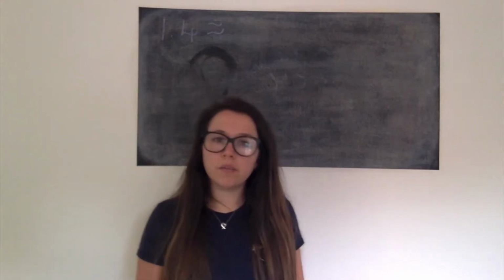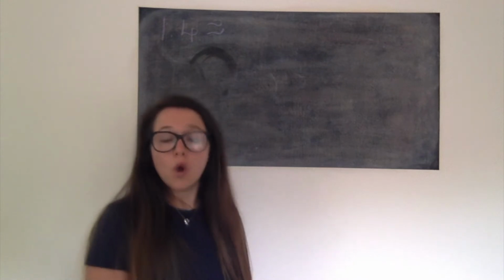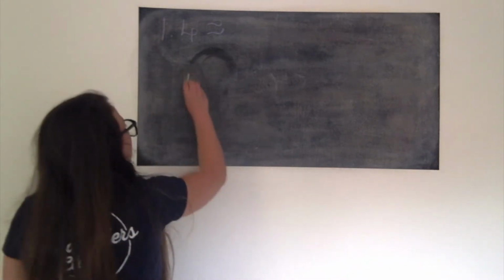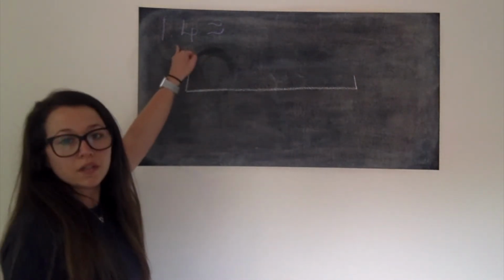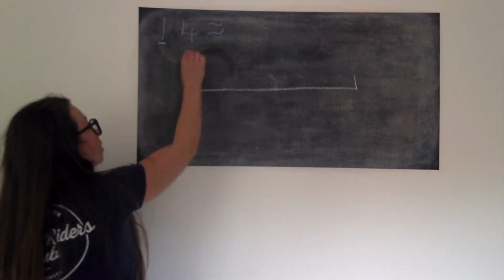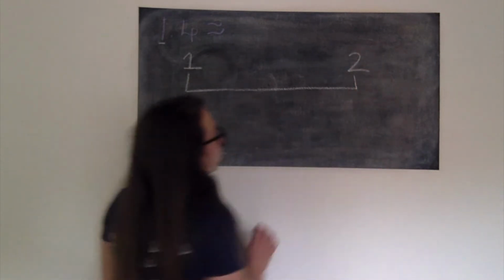Okay, so my next number is 1.4. I'm going to do exactly the same thing. I want to know what is the nearest whole number. I'm rounding to the nearest whole number. So I'll start off with my number line. I think about what two whole numbers this lies between. I know it's always going to start with this number, so it's between 1, and then the next whole number on my number line is 2.